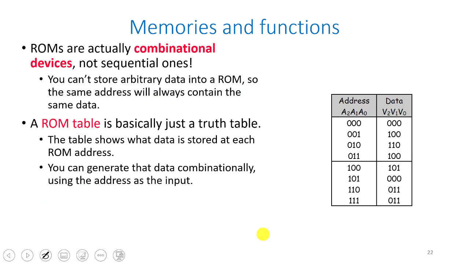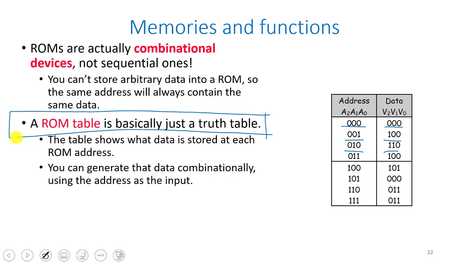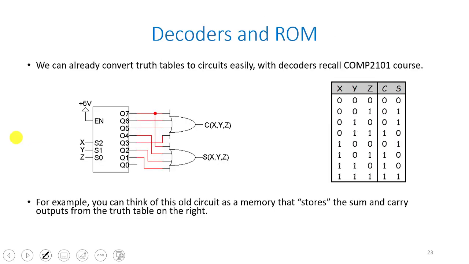Now, ROM is a memory in which information is stored like a table. So location 000 will have this information. This is an example. The first location will have this information, the second location will have this information, the third, and so on. So basically it's a truth table like we studied in digital systems. How do we design a truth table? The simplest way was using a decoder.